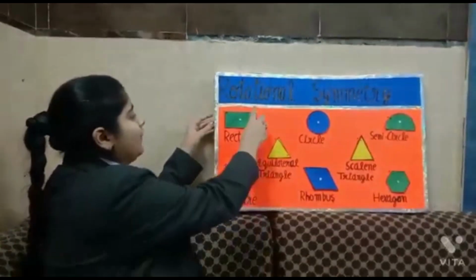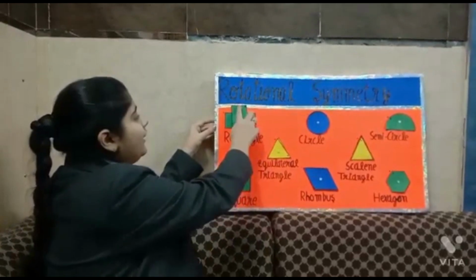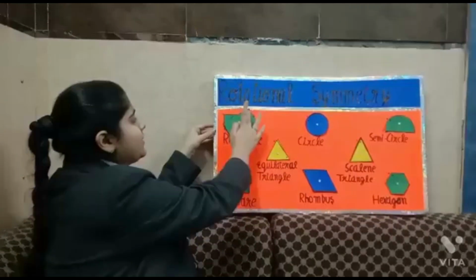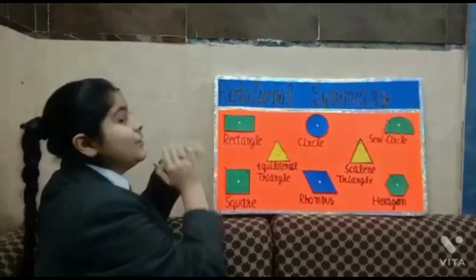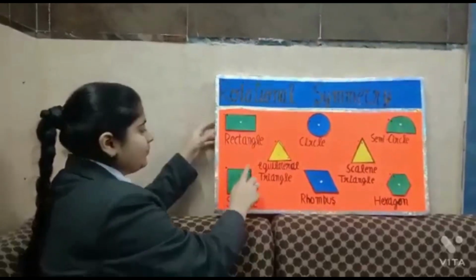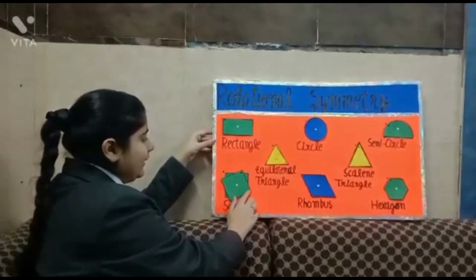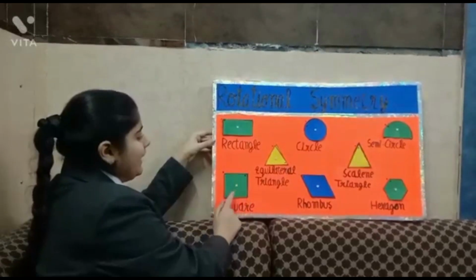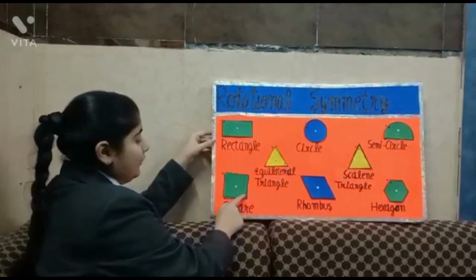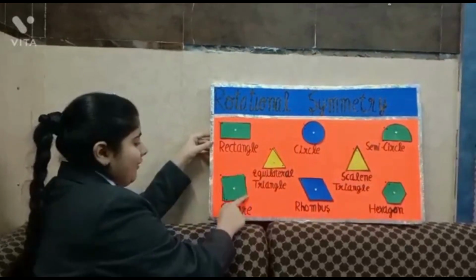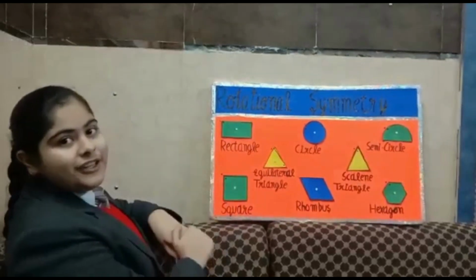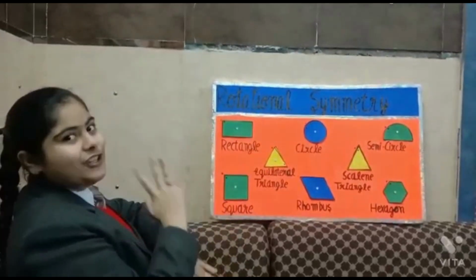First, when we rotate the rectangle by 180 degrees, it looks exactly the same. And when we rotate it by 360 degrees, it also looks exactly the same. The order of rotational symmetry of a rectangle is 2. When we rotate the square by 90 degrees, it looks exactly the same, and similarly when we rotate it by 180 degrees, 270 degrees and 360 degrees. So the order of rotational symmetry of a square is 4.